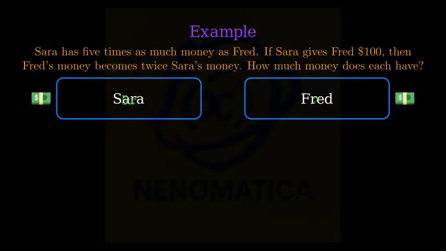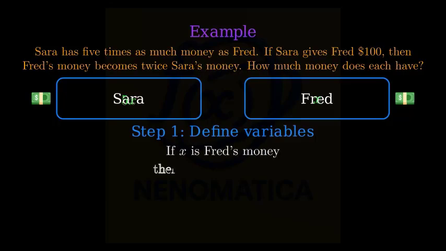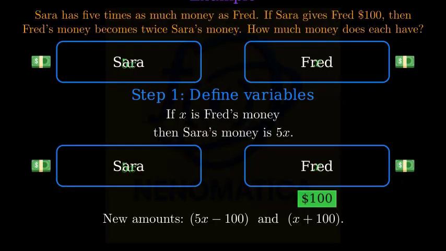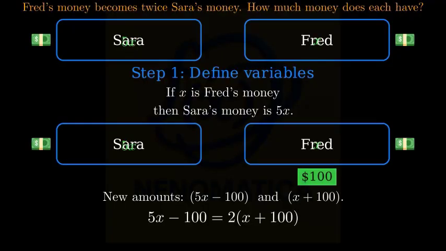Initially, Sarah has 5 times as much as Fred. Now, we follow the algebraic steps precisely. If x is Fred's money, then Sarah's money is 5x. Next, incorporate the $100 transfer. If Sarah gives Fred $100, Sarah's money becomes (5x minus 100), and Fred's becomes (x plus 100). The condition says Fred then has twice Sarah's money, so we write 5x minus 100 equals 2 times (x plus 100).